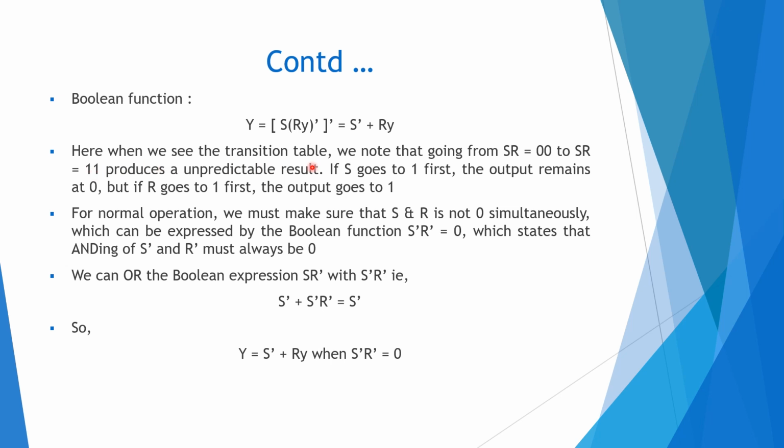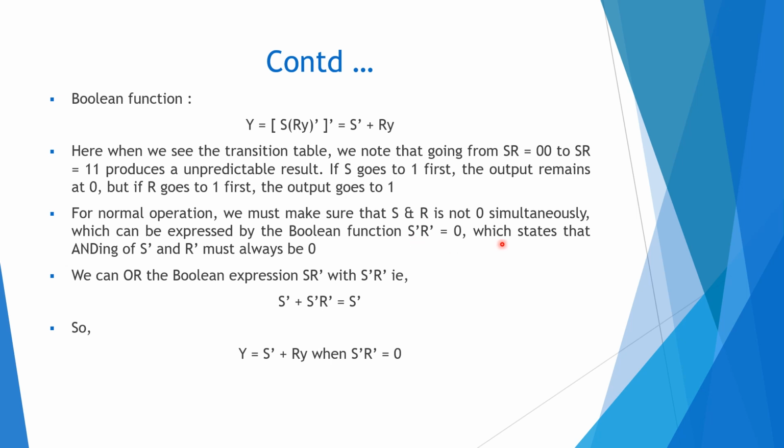So when we see the transition table, we note that going from SR equal to 0 0 to SR equal to 1 1 produces an unpredictable result. If S goes to 0 1 first, the output remains 0, but if R goes to 1 first, the output goes to 1. So for normal operation, we must make sure that S and R are not 0 simultaneously, which can be expressed by the Boolean function S bar R bar equal to 0.